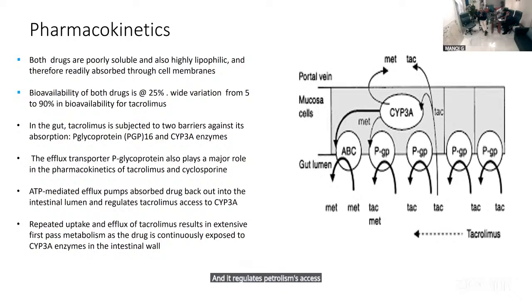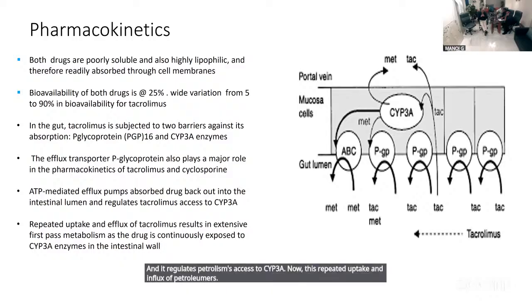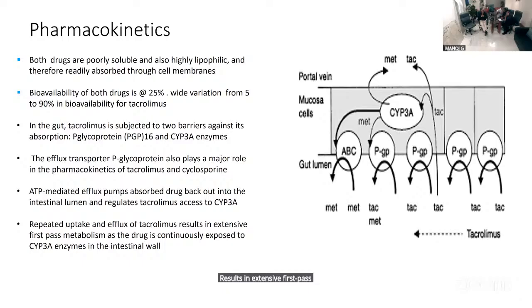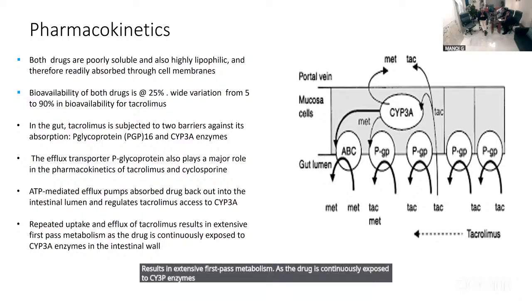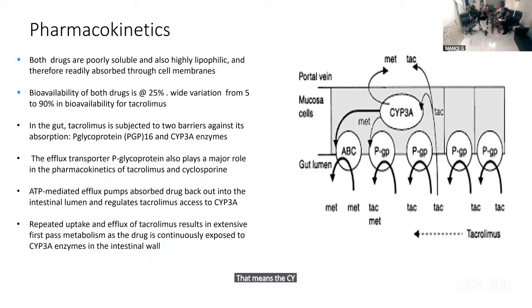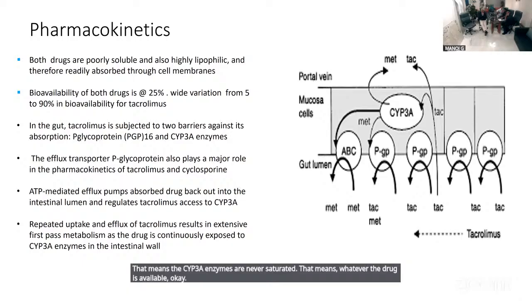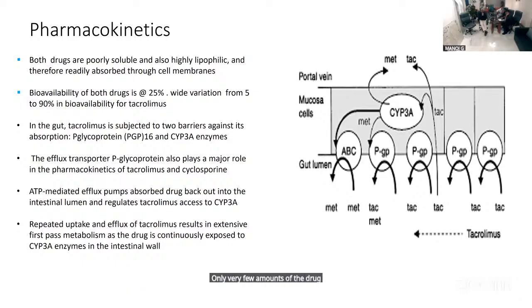access to CYP3A. Now, this repeated uptake and efflux of tacrolimus results in extensive first-pass metabolism as the drug is continuously exposed to CYP3A enzymes in the intestinal wall. That means the CYP3A enzymes are never saturated. That means whatever the drug is available, only a very small amount of the drug practically is able to bypass this intestinal absorption of both mechanisms.